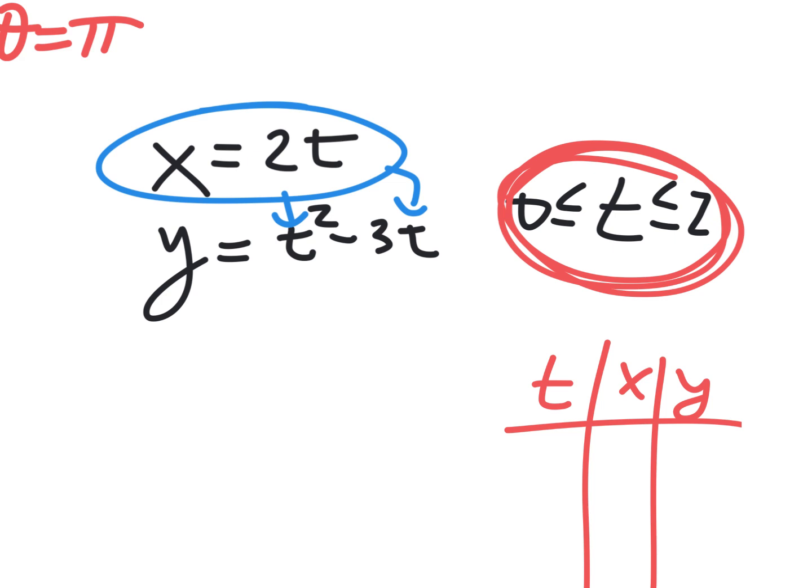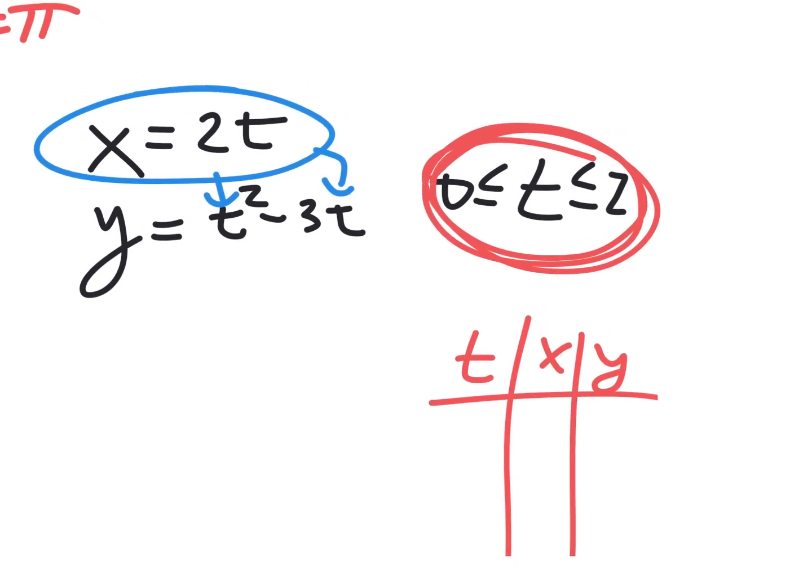Okay, so to finish this off, I'd first make the txy. If I stick in 0 for t, I get 0 here, and 0 here, and 0 here. I get 0 and 0. Next, if I stick in a 1 goes here, and here, and here, and I get 2 times 1 is 2. And then 1 squared minus 3 times 1 is basically 1 minus 3, which would be -2.